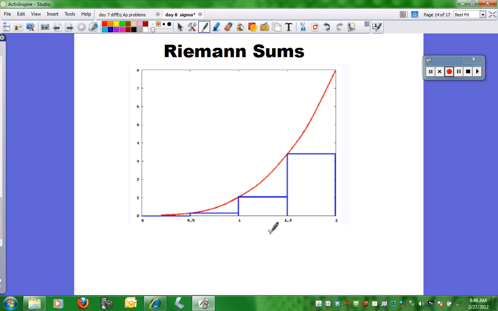These are called left endpoint sums, because the rectangles are inscribed when the left endpoint is on the curve. That's why they're called left endpoint sums. In this particular case, this is also known as a lower sum, because the approximation would obviously be less than the actual area under this curve. Let me show you the next one.